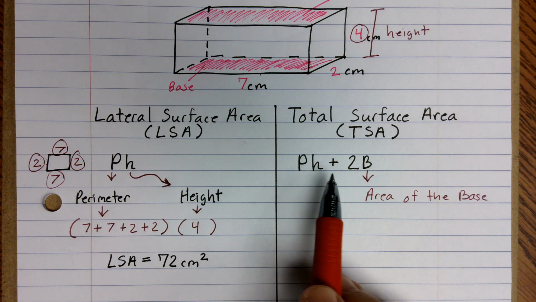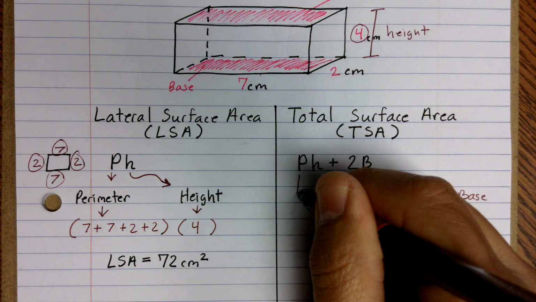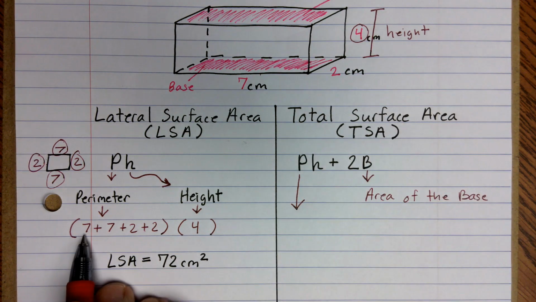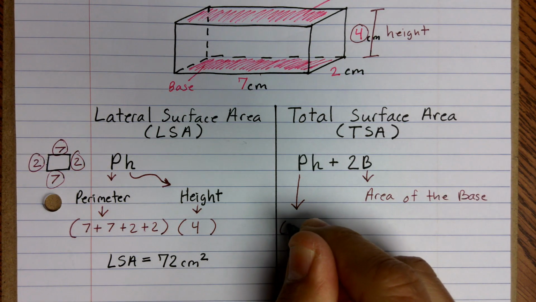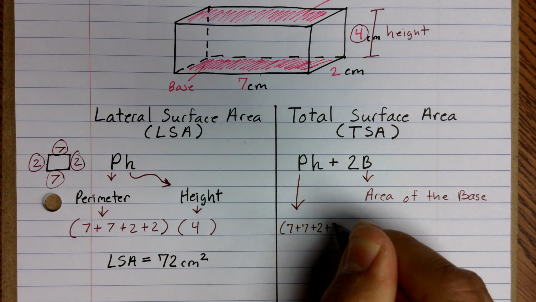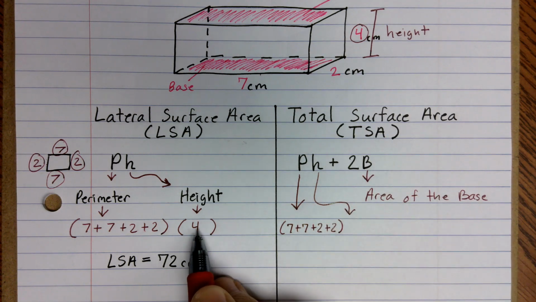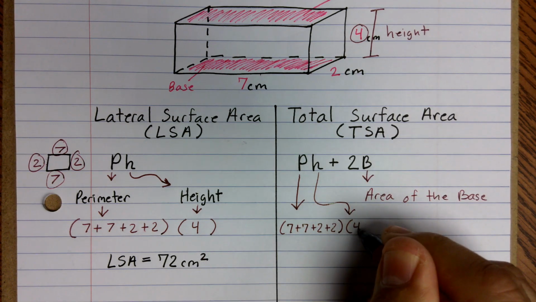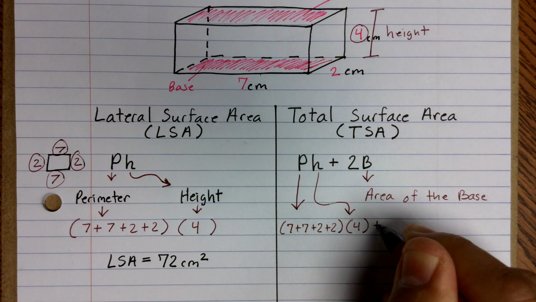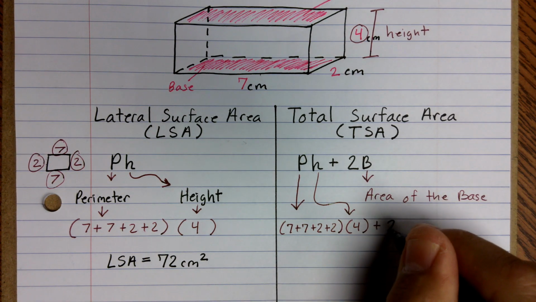Now, I'm not going to rewrite the perimeter and the height. We're just going to put the numbers in. So we already know those. So let's go ahead and write those in real quick. We already know that the perimeter is simply 7 plus 7 plus 2 plus 2. We know what the height was. The height was simply 4. So I'm going to put 4 there. Plus. And then we have 2. So I'm going to put that 2 in there.